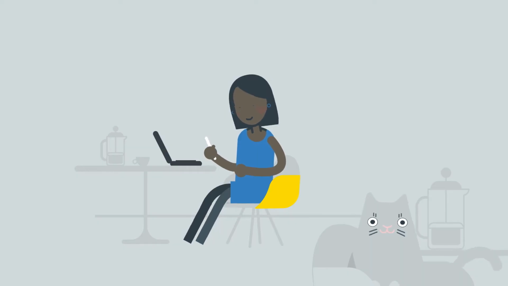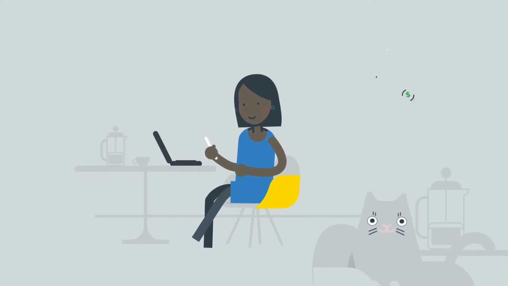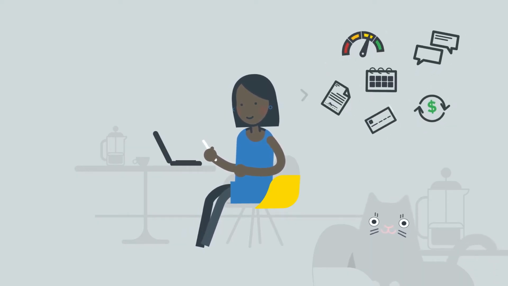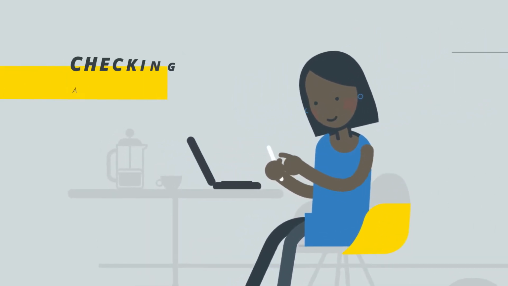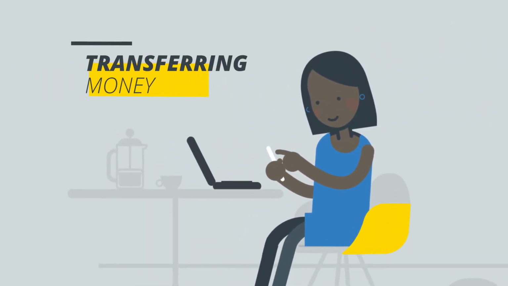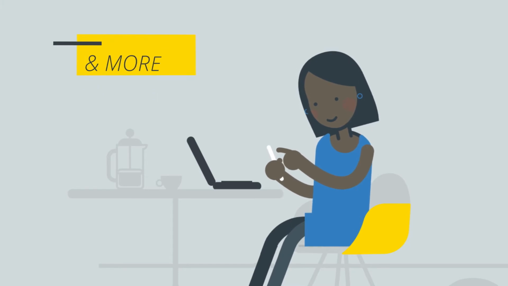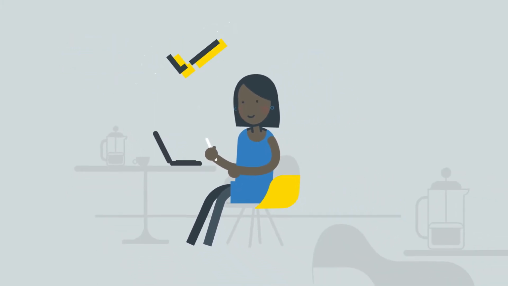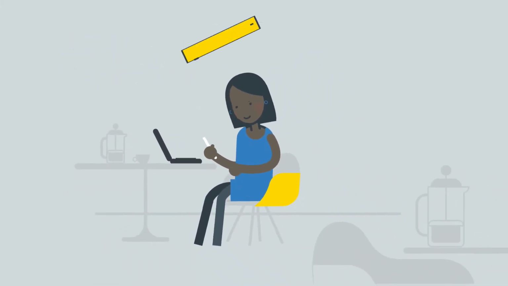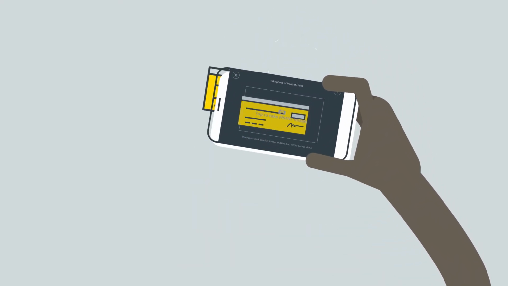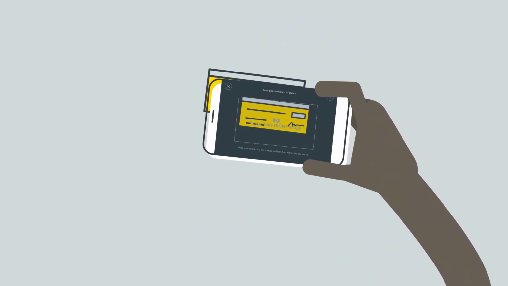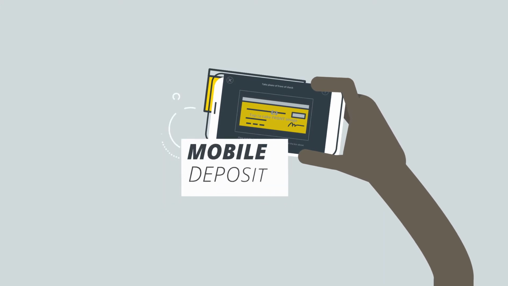With the Robbins Financial app, you will be able to use your phone to do anything you're able to do online, including checking your account, transferring money, paying bills, and more. Most of these work in a very similar way to how they work online. Right now, we're going to take a look at one of our most popular app features, Mobile Deposit.